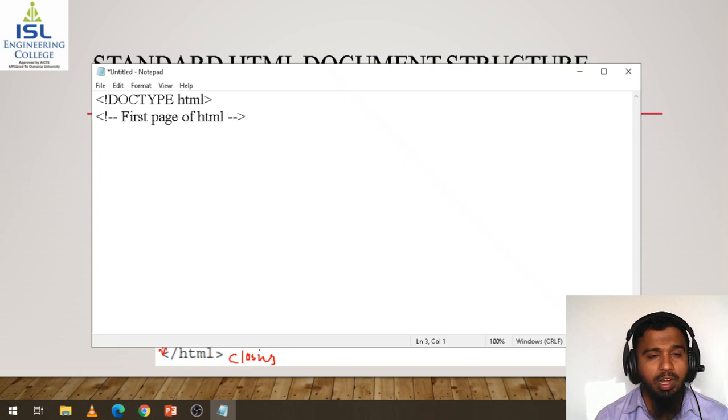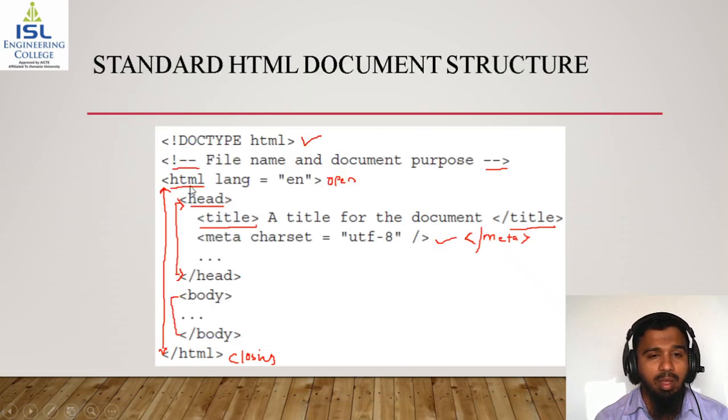First thing is the document type, the browser will recognize this is HTML code. Then second is the comment, what you are doing. So here first HTML, HTML is an opening tag, press enter and give some space and write the HTML closing tag, like I showed you here, HTML with an opening tag and closing tag.